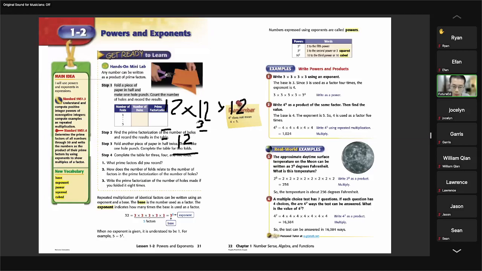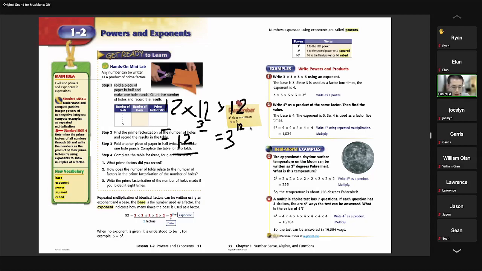So can you explain why 12 to the third power is correct and not, for example, 3 to the 12? Why is this not correct? Why can't I write it like this? Jocelyn? Are you here, Jocelyn? Okay, do I have any volunteers who'd like to tell me why 3 to the 12 is incorrect, but 12 to the third would be the correct notation?